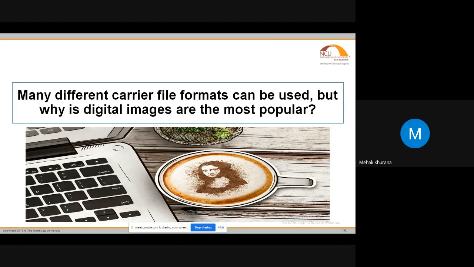Let's make it interactive. You people also ask, and I can also ask, so that we can interact properly and gain much knowledge. Anybody who is interested in asking, tell me the answer. You can also write in the chat box if you want. Why only images? Why are we not studying audio steganography? Why only image steganography?